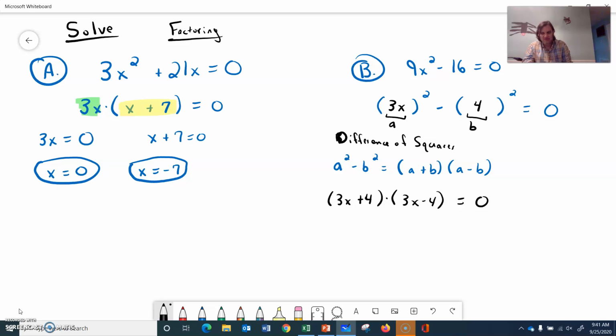So a little bit different method, but I got the two things multiplied together to give me 0: 3x plus 4 and 3x minus 4. So I have two simple equations. I'm going to get x by itself in both. So the first one will be x equals negative 4/3. The second one will be x equals positive 4/3.